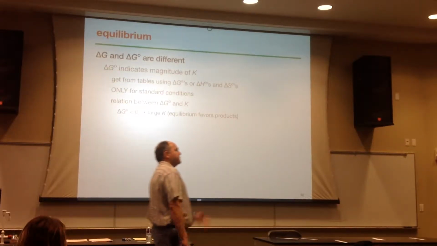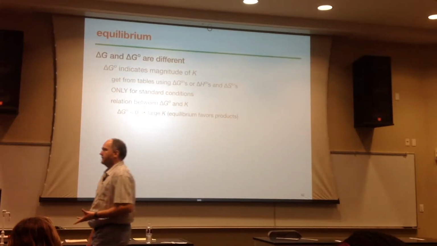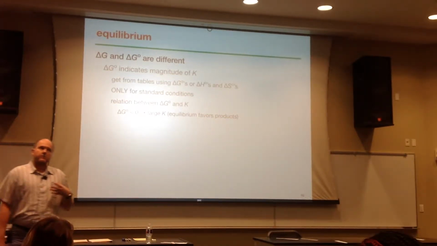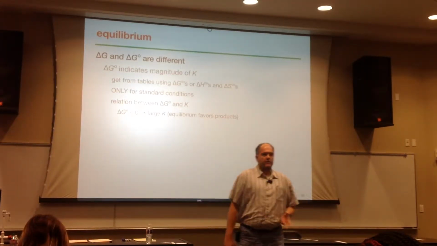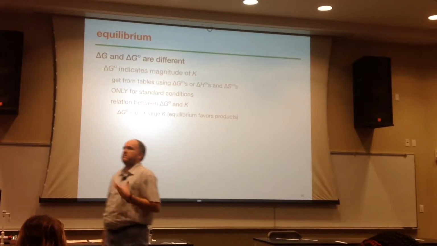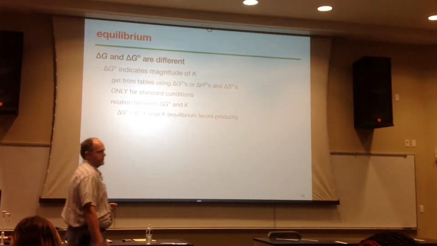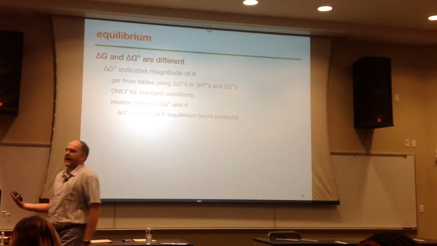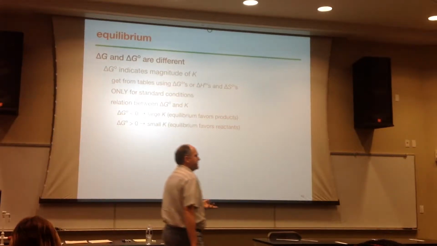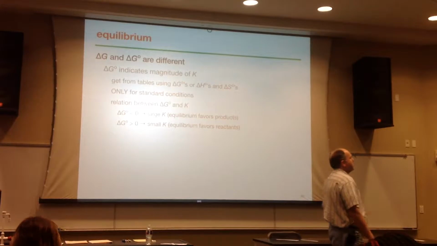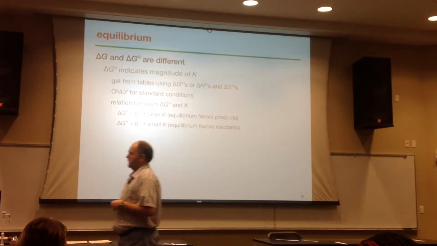Okay, so if delta G0 is less than 0, that means we're going to have a relatively large K. In other words, equilibrium is going to favor products. The amount of work that can possibly be done by the reactants is much larger than the amount of work that can possibly be done by the products. You take products minus reactants, you're going to get a negative number. Okay? If delta G0 is greater than 0, then we have a small K, and our equilibrium is going to favor reactants.